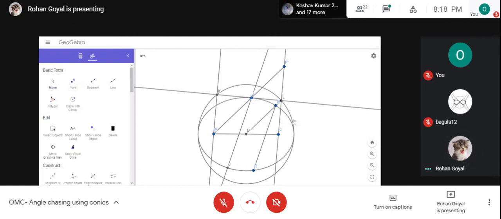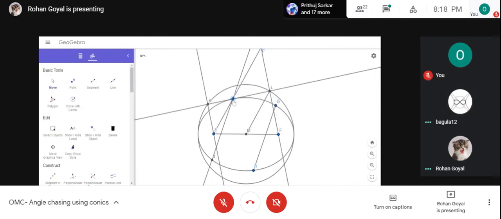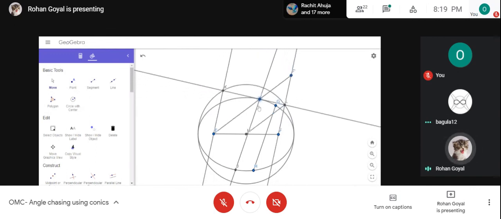Sounds fine? Hmm, this was also interesting, because we have a point and we vary that on a conic and we could get a circle suddenly. Yeah, it's pretty awesome.